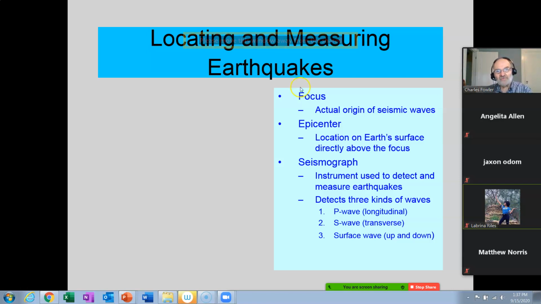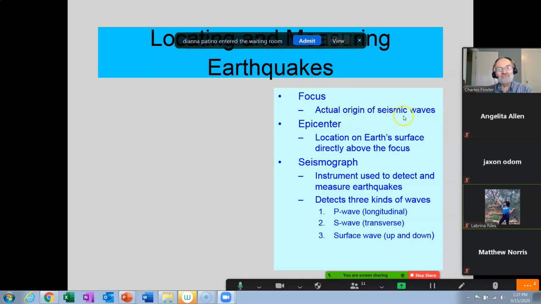So the focus of the earthquake is the actual origin of the seismic waves.